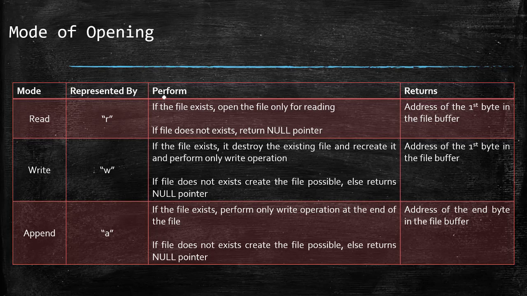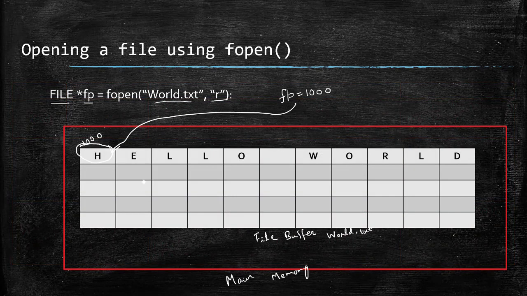Now if the file does exist, then the fopen function in read mode will give me the address of the first byte in the file buffer. So in this case, it will give me the address of this first byte, that is 1000, and we can store that into a file pointer.